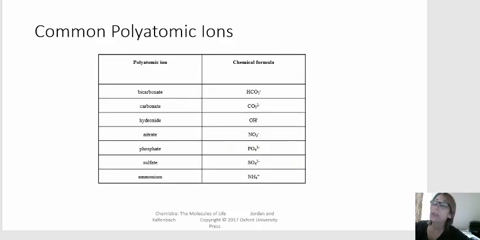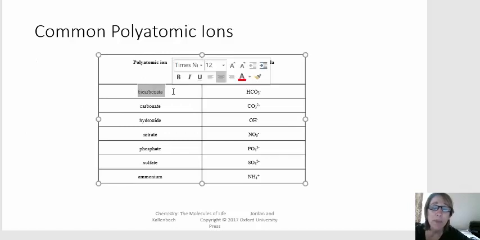Your textbook has a list of the common polyatomic ions that you'll be responsible for. You don't need to memorize them, but you do need to find them in your textbook and be able to identify the name for a given formula and vice versa.